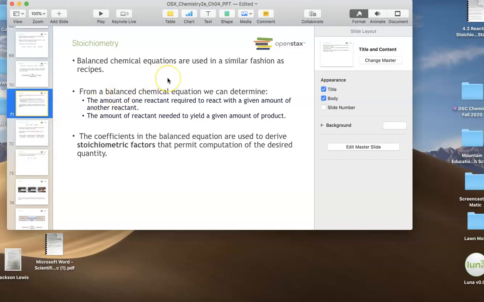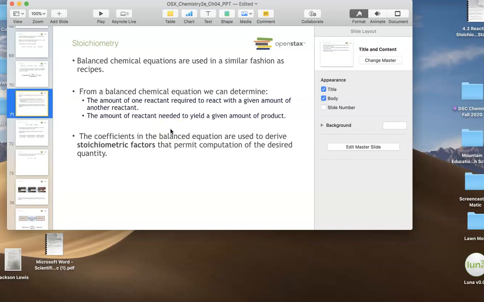So again, we first need a balanced chemical equation. Sometimes we'll need to know the amount of reactant required to react in order to get a certain amount of product. Sometimes we need to know the amount of reactants for both reactants. Sometimes we need the amount of reactant needed to produce a certain amount of product. So there's all kinds of ways you can look at it from a balanced chemical reaction. You can look at a lot of different possibilities there.